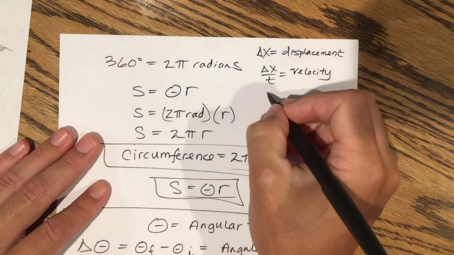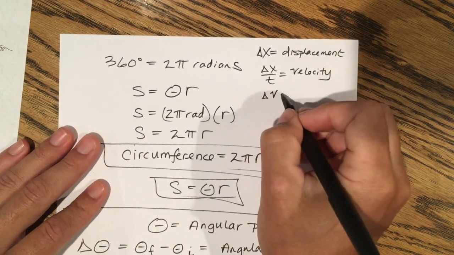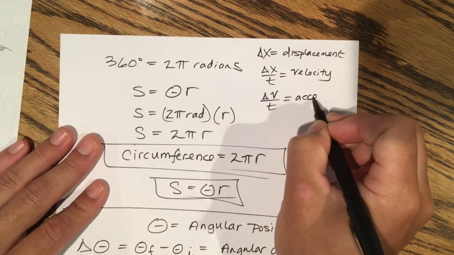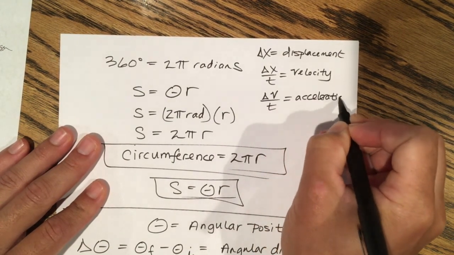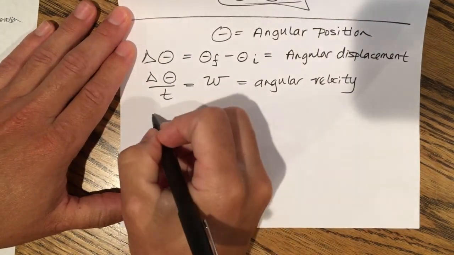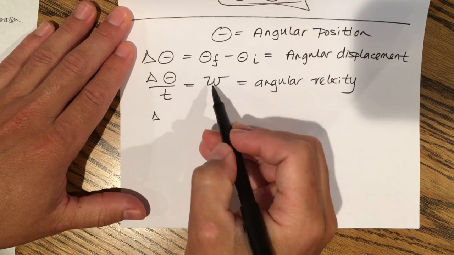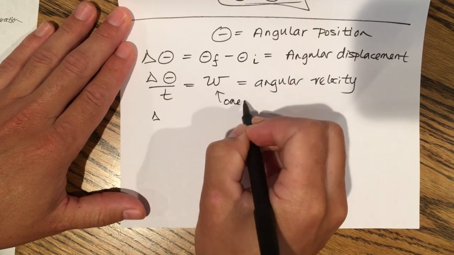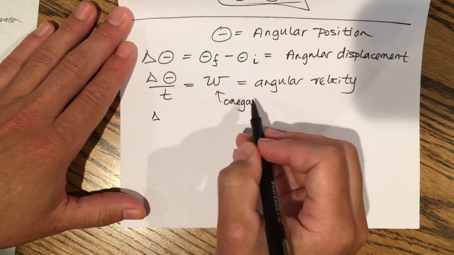What happened last time if we took, say, delta v over t? Well, this should look familiar. It's acceleration. So in this case down here, if we take change in, what's this letter? Hopefully you remember this. This is omega, right? And it's the Greek letter omega.